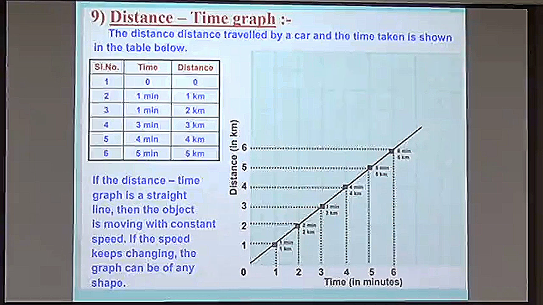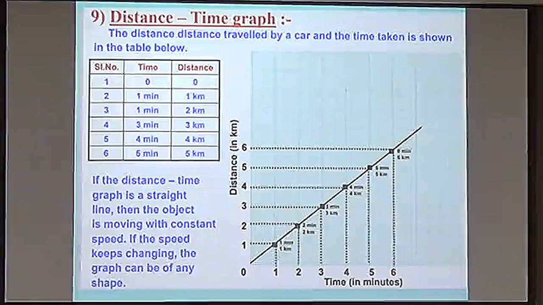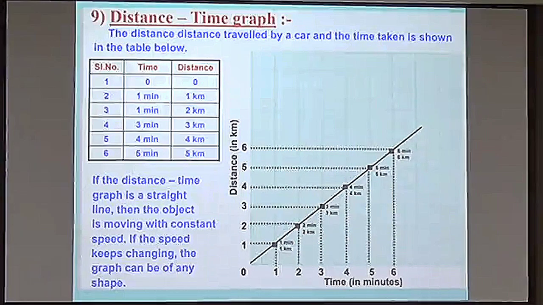When time is 0, distance is 0. Time 1 minute, distance is 1 kilometer. When time is 2 minutes, distance is 2 kilometer. When time is 3 minutes, distance is 3 kilometer. When time is 4 minutes, the distance is 4 kilometer. And when time is 5 minutes, the distance is 5 kilometer.